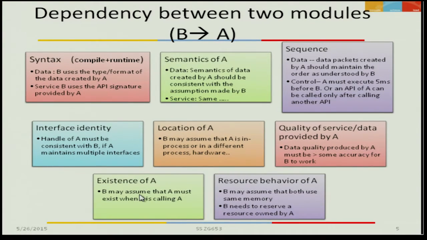Resource behavior of A is also another type of dependency. B may assume that both are going to use the same memory location, but if that's violated, then B will be in trouble. B needs to reserve a resource that is owned by A, and that makes B dependent on A. If such a reservation request is not met or for some reason the resource is gone, then B will not be able to function properly. So these are the possible types of dependencies that can exist between two modules, B and A.